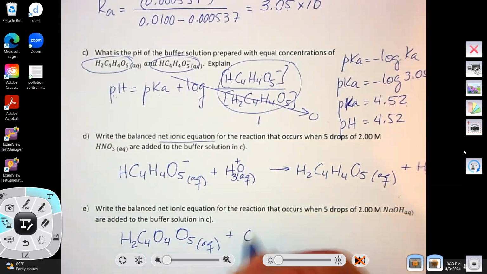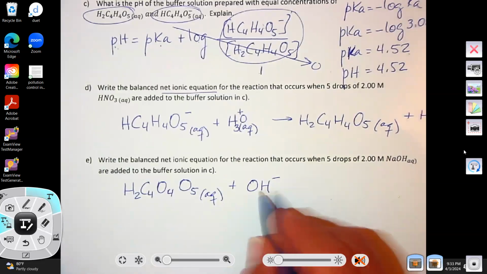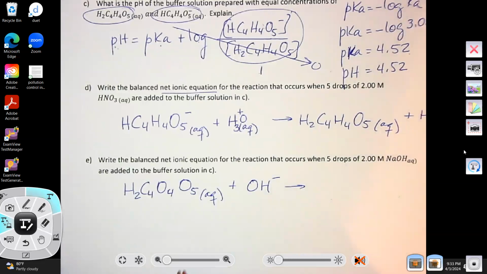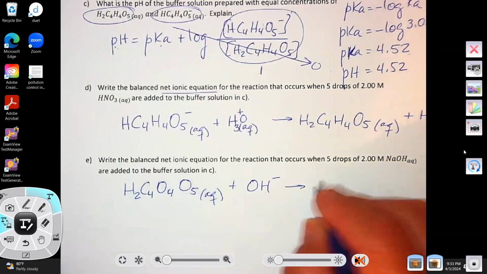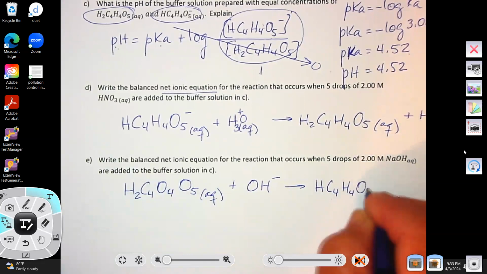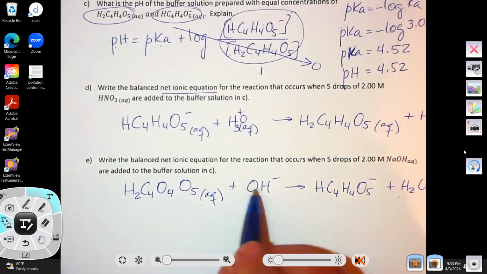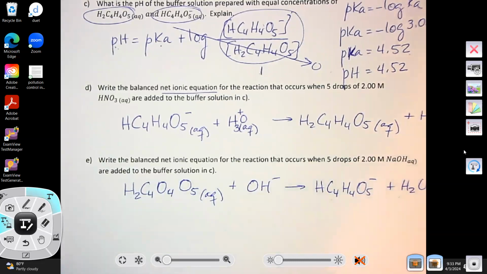and you're going to write the strong base, again ignoring the sodium because sodium is a spectator ion. The strong bases are dissociated. And then acids are going to behave as acid, which means it's going to give hydrogen to OH, forming the conjugate base plus water.